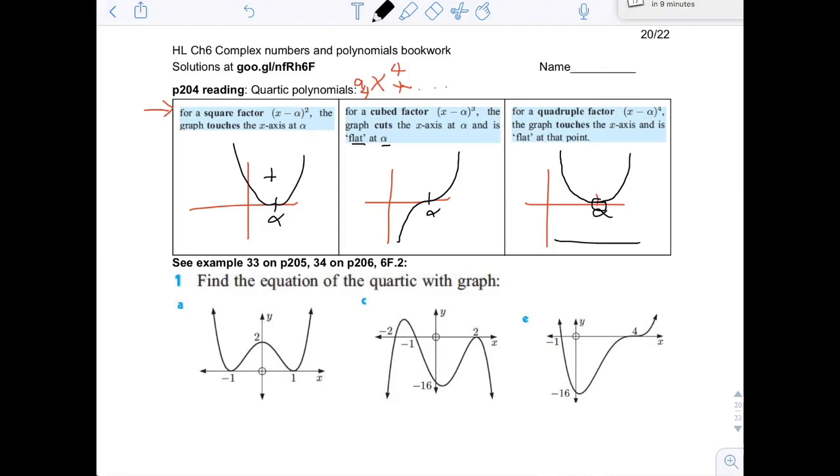If you made a sign diagram for the quadruple factor, you would see that the second derivative of the function at the vertex is going to be 0, and then it is concave up in both of the other sections. So it's kind of a strange parabola that gets very flat in the center.